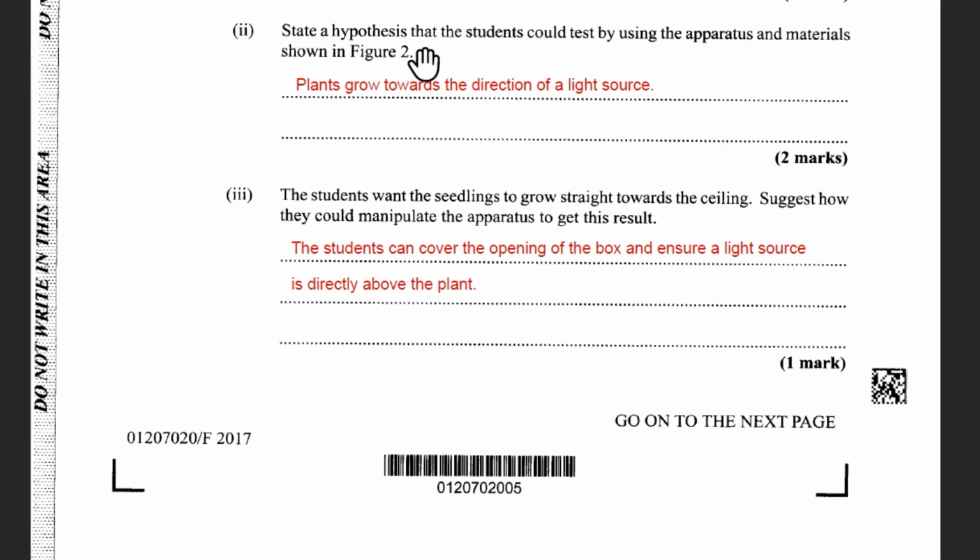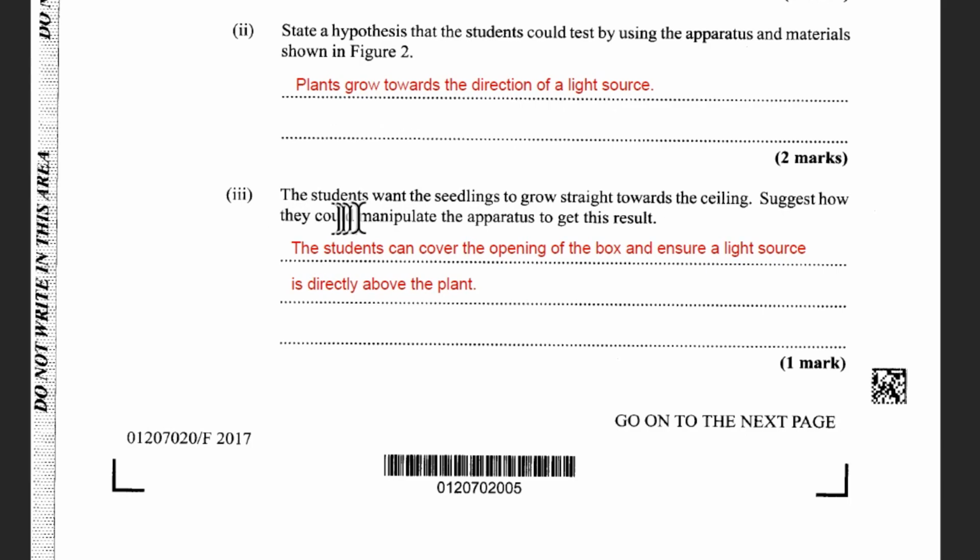State a hypothesis that the students could test by using the apparatus and material shown in figure 2. Now remember, a hypothesis is just a statement about something that's testable and observable, that you're eventually able to draw a conclusion from. In this case, a hypothesis could be as simple as: plants grow towards the direction of a light source.